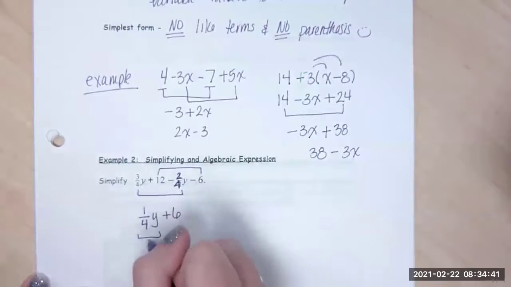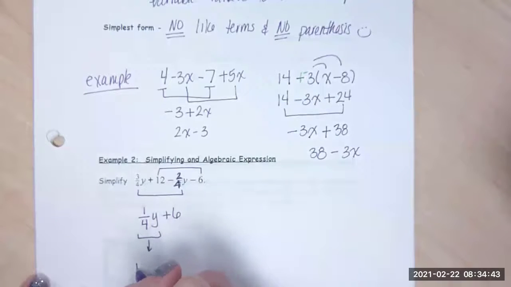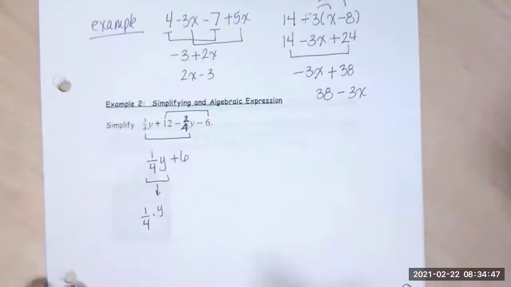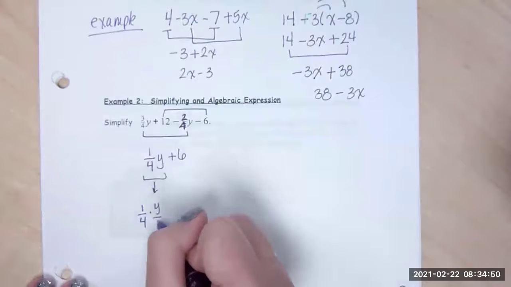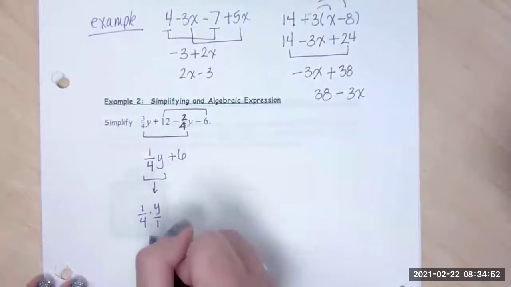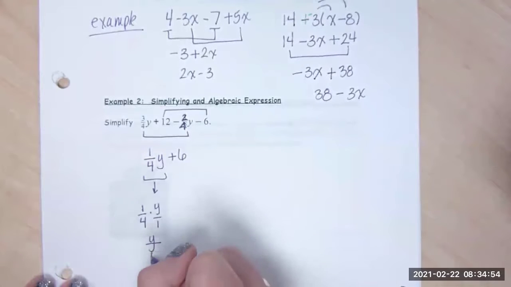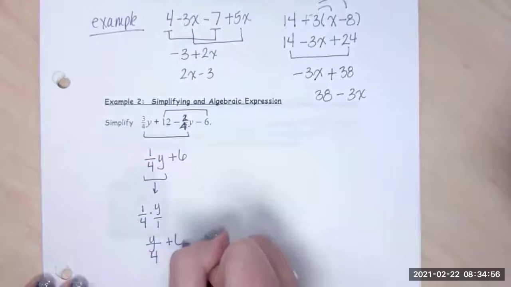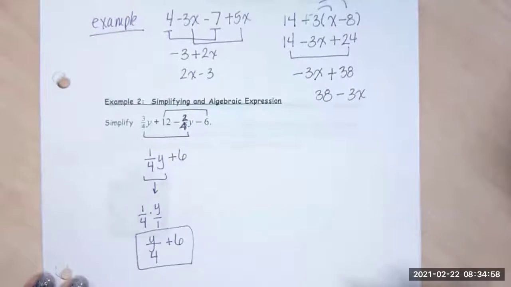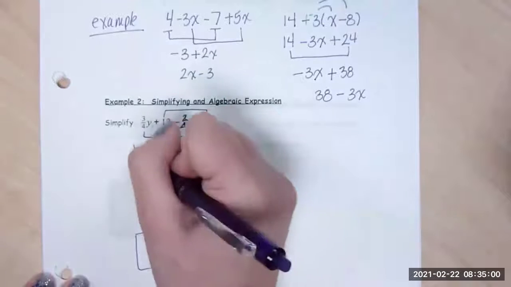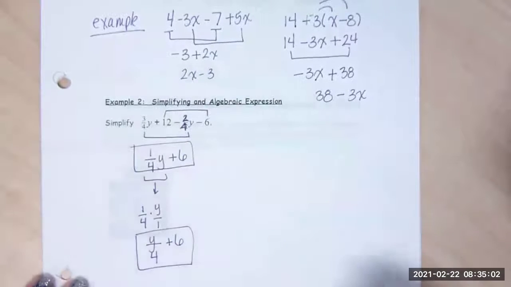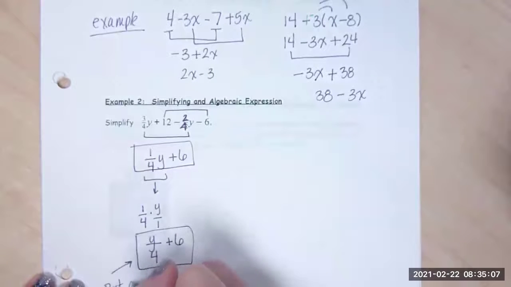There is yet another way to write this. If you recall, this is really 1/4 times y. So as I multiply across, 1 times y is y, 4 times 1 is 4. So my alternate answer could be y divided by 4 plus 6. So both of these are good. However, this one is the best answer.